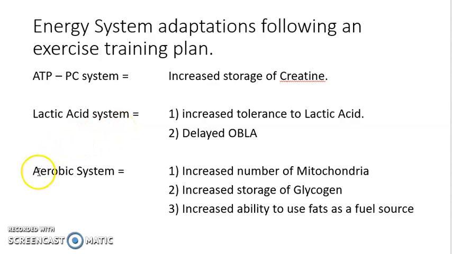And then finally, in the aerobic system, an increased number of mitochondria. You need to understand why that's a benefit. If you're not sure of that, come back to me again, but I want you to be able to work through this and understand why the increased number of mitochondria is going to be a positive adaptation. Similarly, increased storage of glycogen. Why is that going to be a positive adaptation? And then finally, the increased ability to use fats as a fuel source. So 2 and 3 are very much linked.